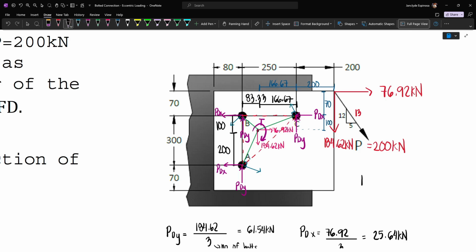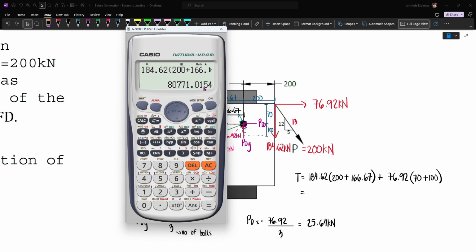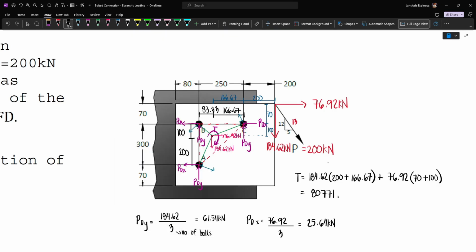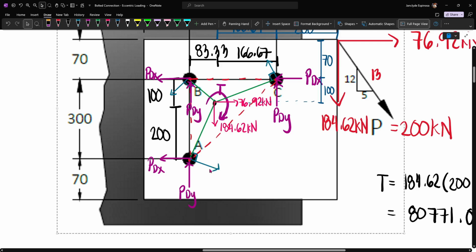So we have T equal to 184.62 times 200 plus 166.67 and then plus 76.92 multiplied by 70 plus 100. And so this gives us 80771.0154, or let's just say 0.02. And then our unit is kN times mm. And so this is now our torque. And so now notice that these resisting forces for the torque are actually inclined. And so, sir, how can we resolve this one into components?